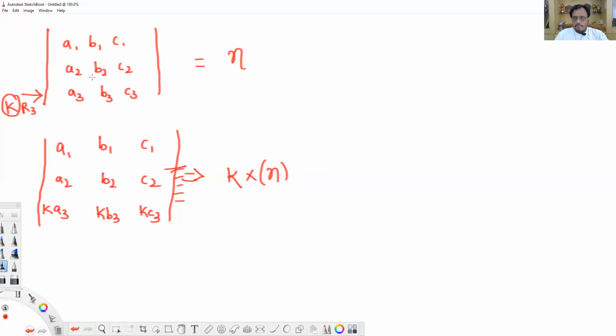In any determinant, that means it may be 2 by 2, 3 by 3, 4 by 4, 5 by 5, like n by n, any determinant, if every element of any row or column is multiplied by constant K, then the value of the determinant has to be multiplied by the constant K. This is one thing. Now the second way of expressing the same thing, with a different meaning, is what?